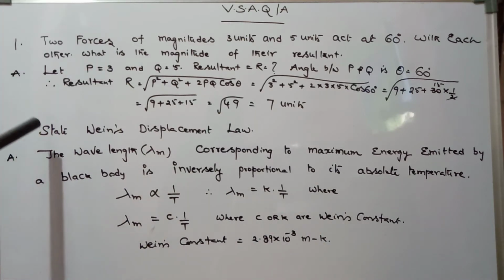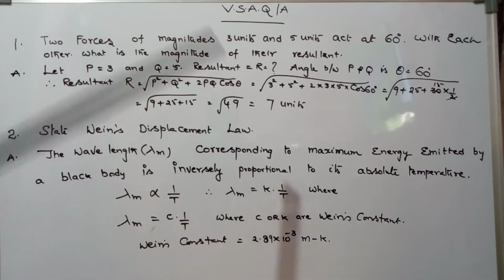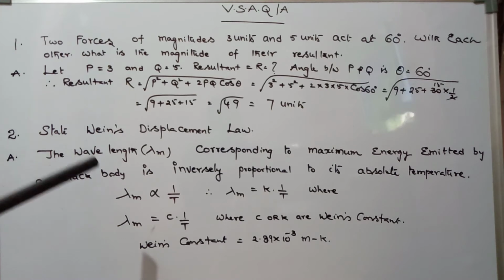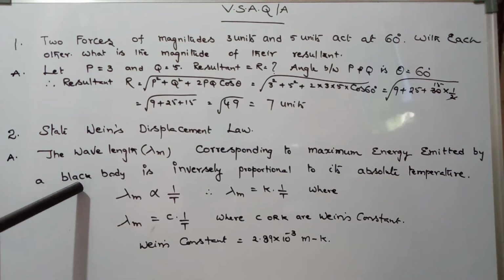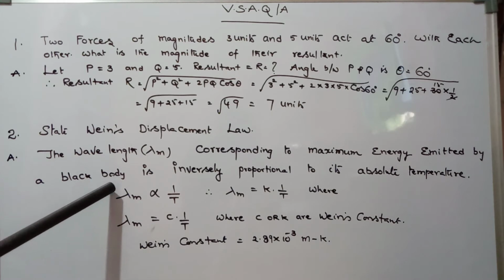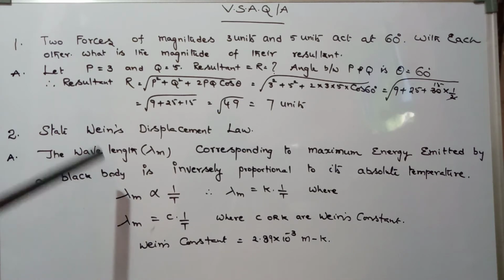The second question: state Wien's displacement law. Here we have to learn about the term black body. A black body is a substance which absorbs the incident radiation over it and emits the same outside. Such a body is called a black body.